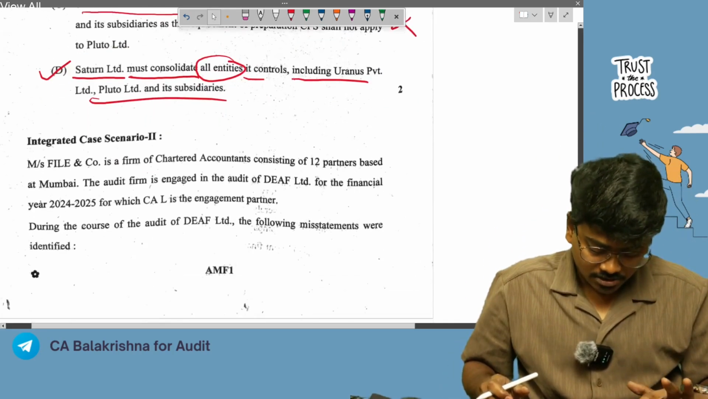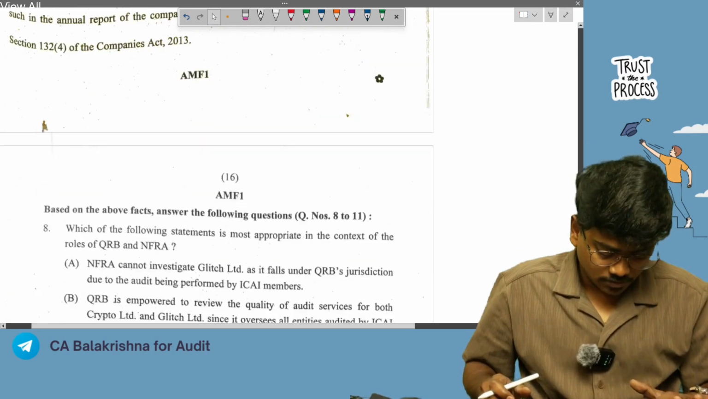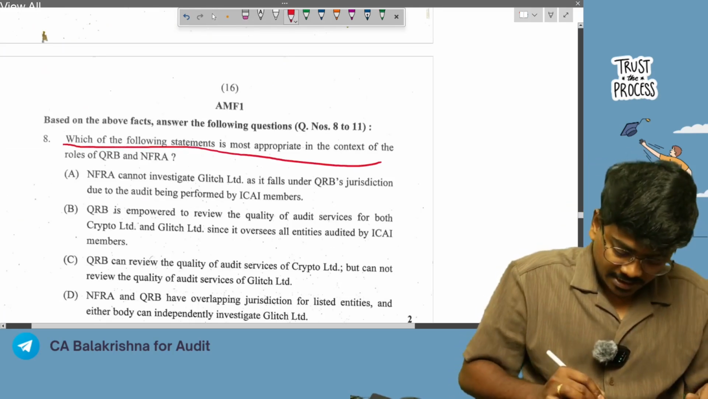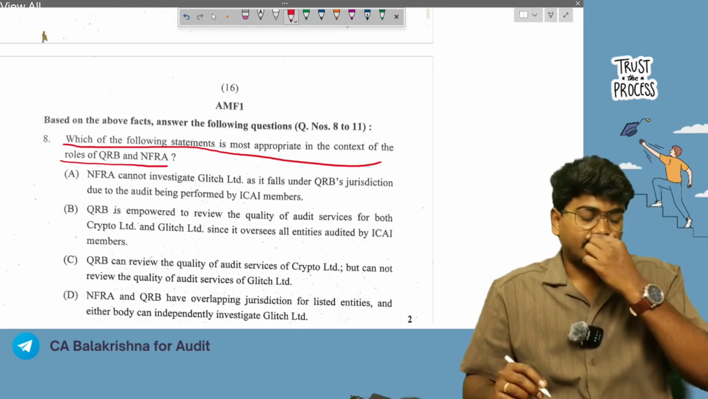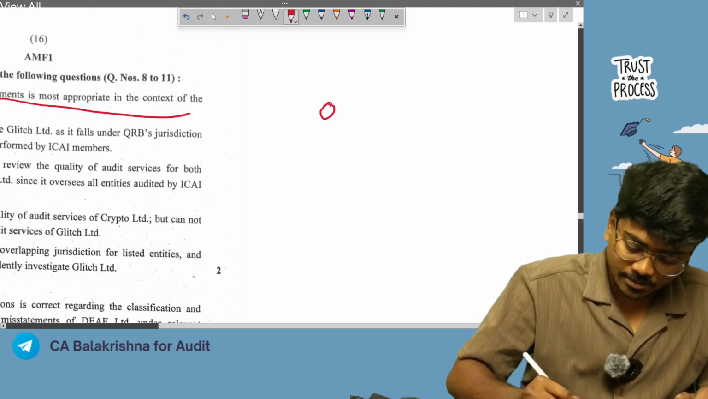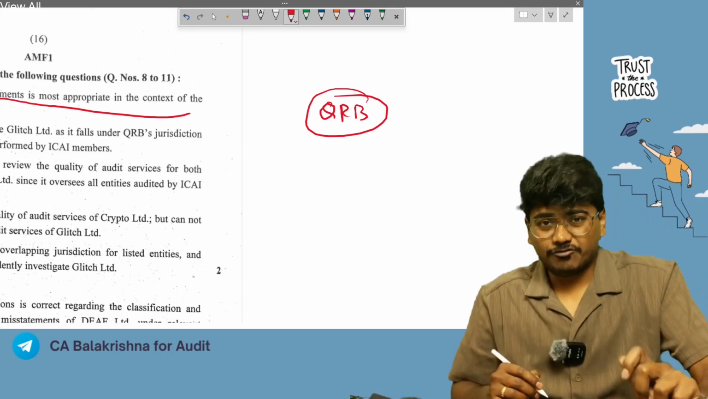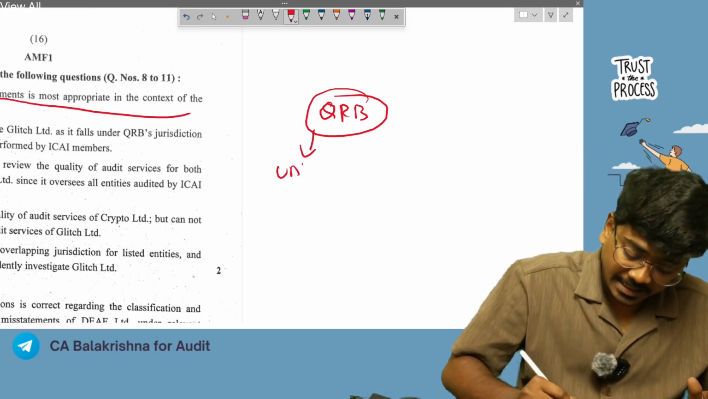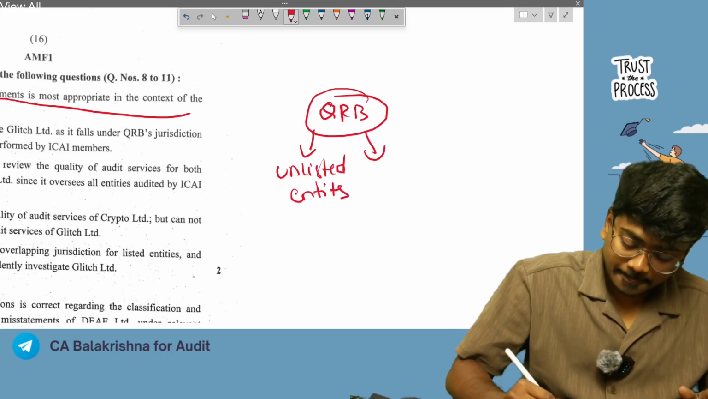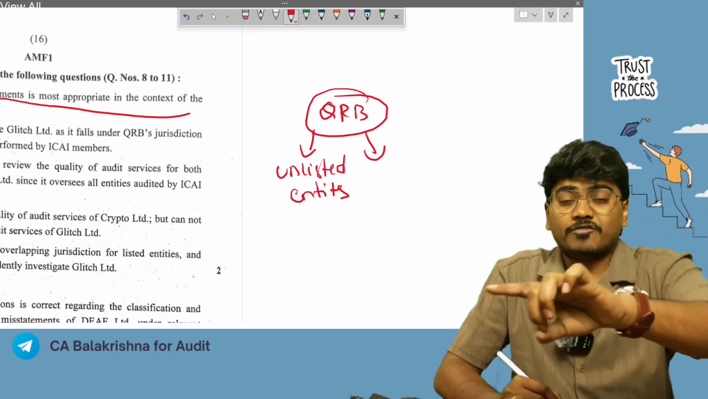Next, case scenario 2. Let us solve the MCQs for case scenario 2. Which of the following statements is most appropriate in the context of roles of QRB and NFRA? See, Quality Review Board and NFRA. Basically, coming to functions of QRB, Quality Review Board can review audits of unlisted entities and public companies not falling under the purview of NFRA.